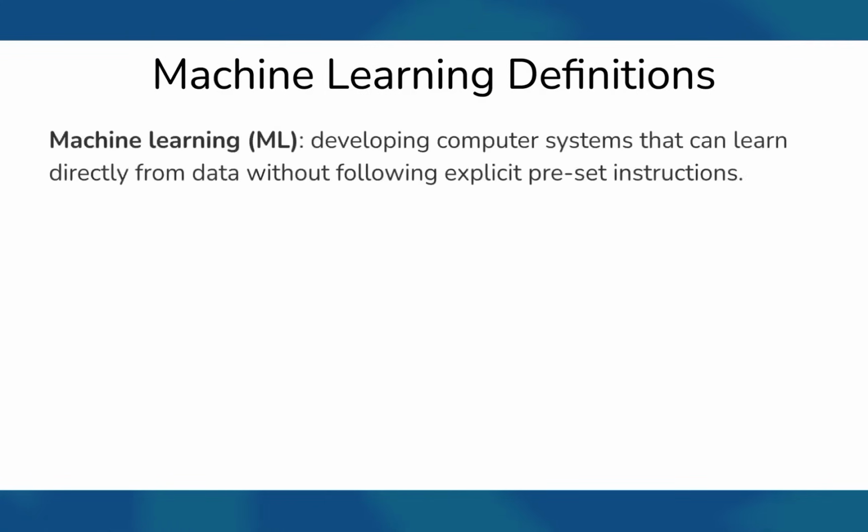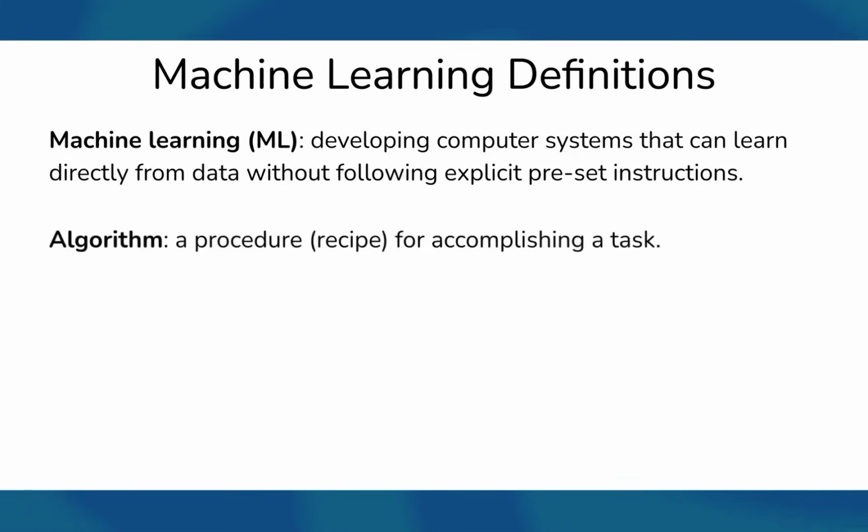Machine learning is about developing computer systems that can learn directly from data without explicit preset instructions. So machine learning is largely about letting the data speak for itself. We will give an algorithm or a computer system a lot of data, and it will learn from that data to produce its own sorts of decisions or predictions.